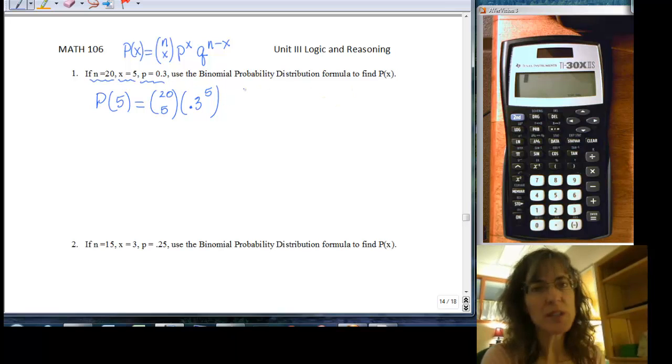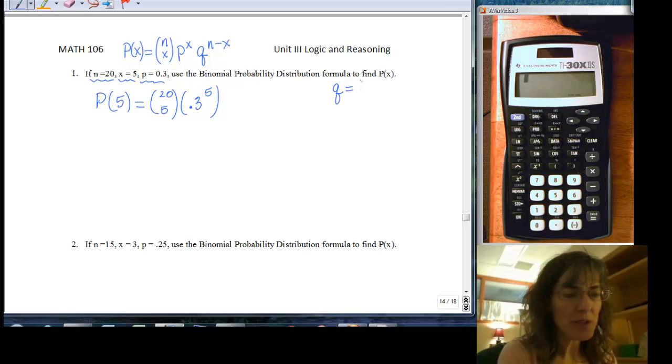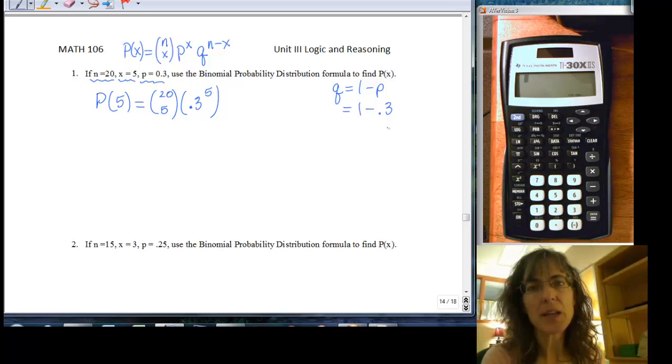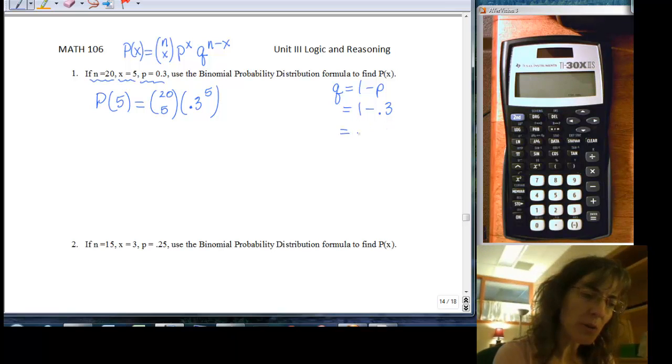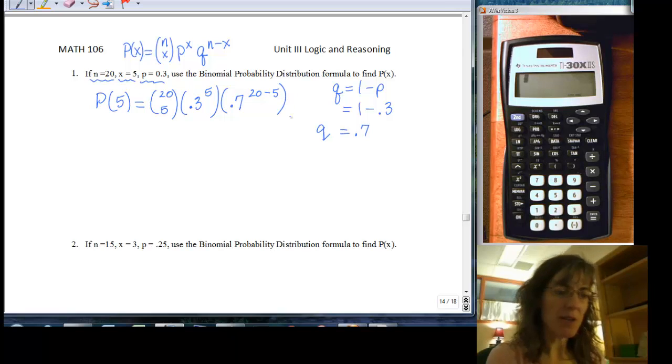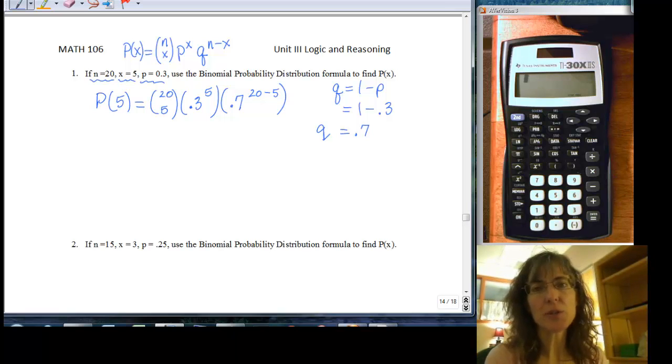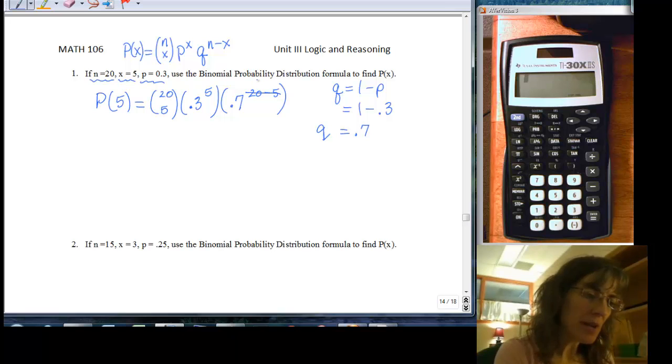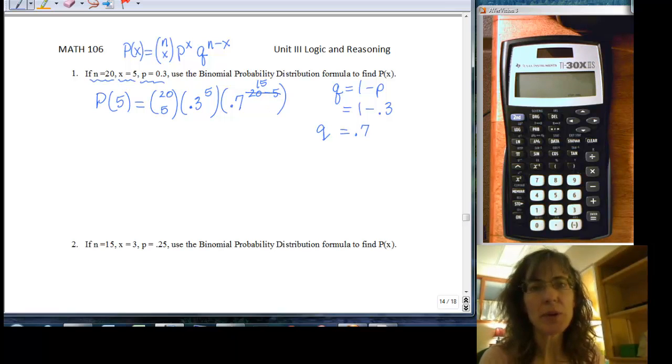Now I don't have q, it wasn't given to me, but remember q is going to be 1 minus p, so whatever p was, I'll plug that in. 1 minus 0.3, that's what I have in my setup as my p, so I subtract those and I get 0.7. So q is 0.7. So put in here q, 0.7, and then to the n minus x. So my n is the 20 minus x, which is 5. And now the next thing I can do is just subtract 20 minus 5, and I get 15, so I'll just write that up above.